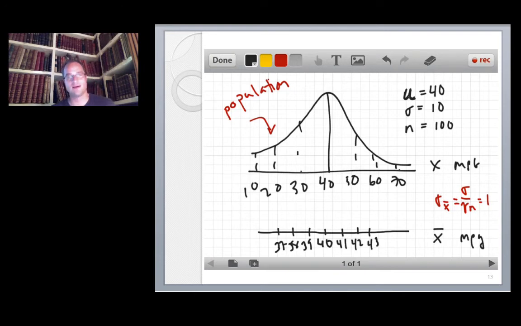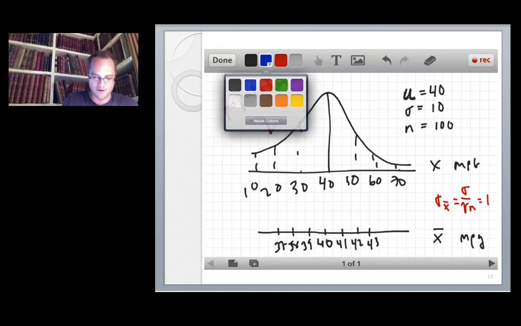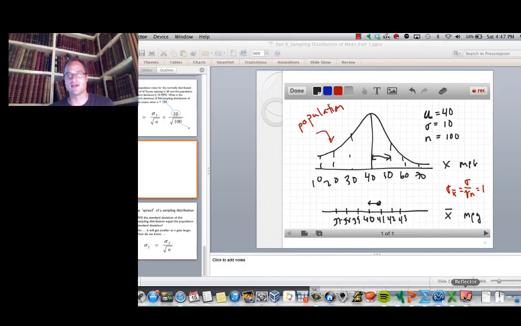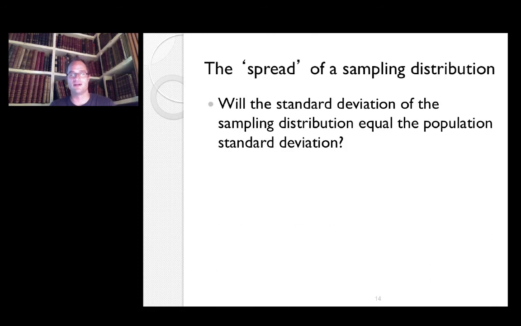In the next lesson, we'll talk about the conditions necessary for this distribution to actually be normal. Right now, we haven't gotten there. But notice that the standard deviation of this population is 10, and the standard deviation of the distribution of sample means is 1. This relationship, that the standard deviation of the sampling distribution will be strictly less than that of the population, is important and one that we'll maintain throughout.